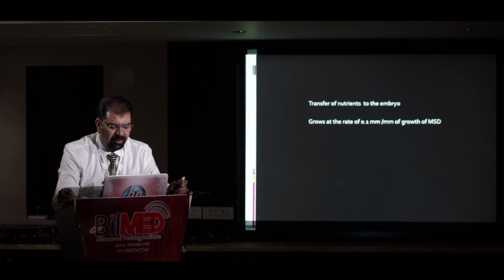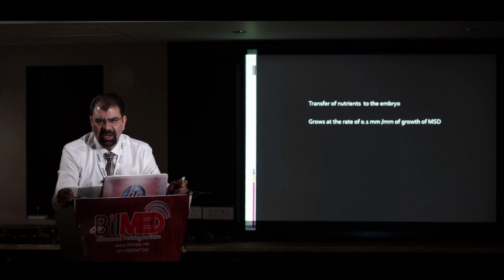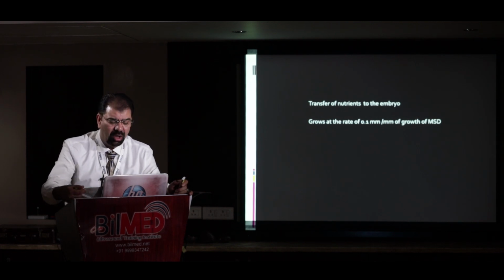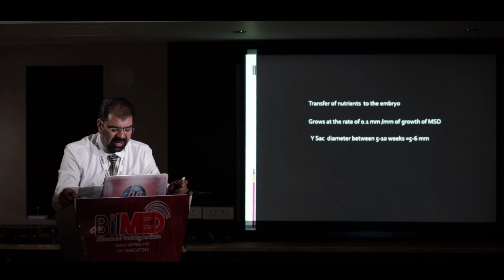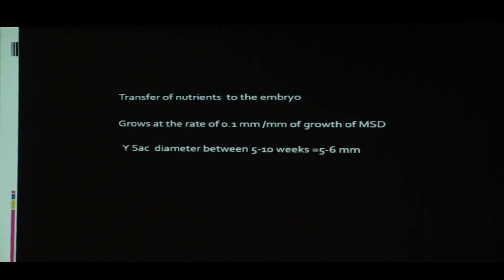Now, if you want to know about the growth of the yolk sac, it is 0.01 millimeter per millimeter of growth of the mean sac diameter. And the yolk sac is between 5 to 6 millimeters in 5 to 6 weeks. So on an average, it is 5 to 6 millimeters in the bracket of 5 to 10 weeks.